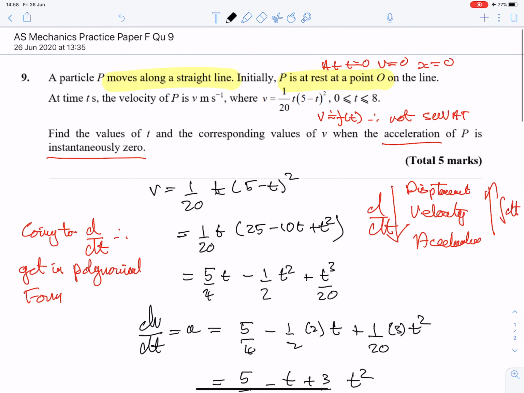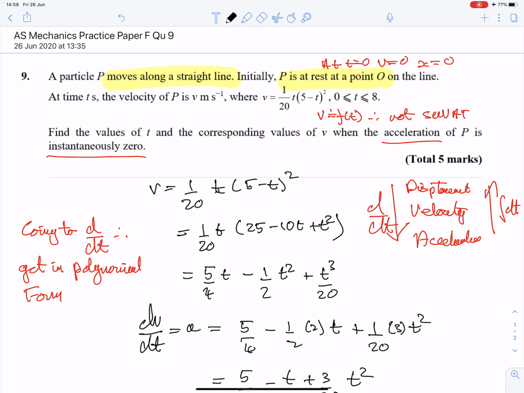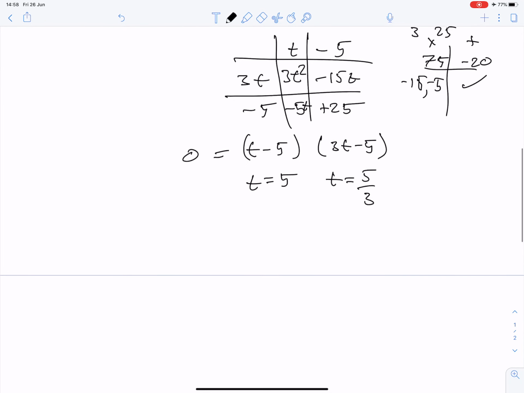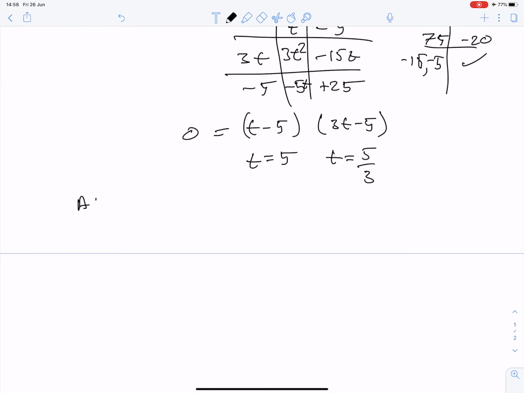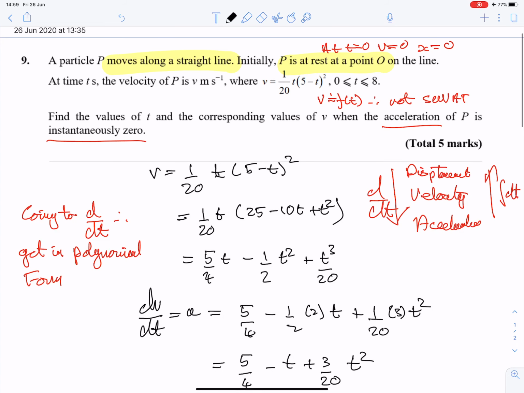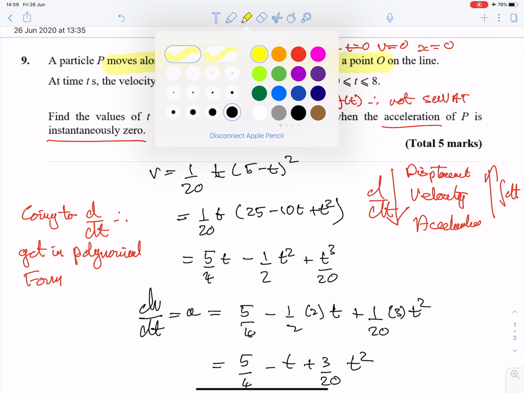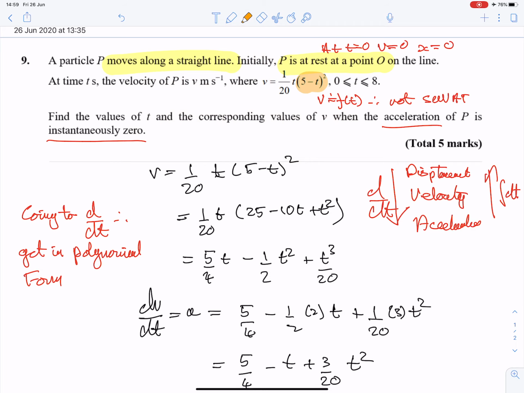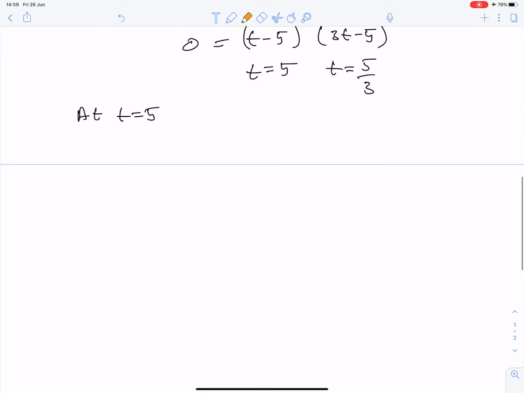So what have we been asked for? The values of t and the corresponding v when the acceleration of P is instantaneously 0. So at t equals 5, that's nice and easy to substitute back in. I would go back to the original equation, because when t equals 5, the bracket here is going to be 0, isn't it? So we've got v equals 1/20th of t, which is 5, times (5 minus 5) squared, well, that's clearly 0 meters per second.